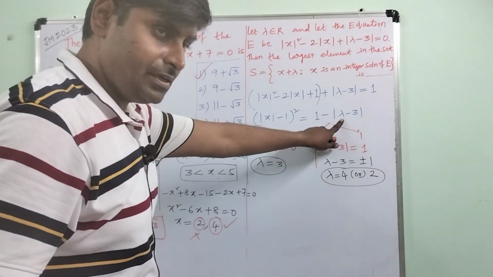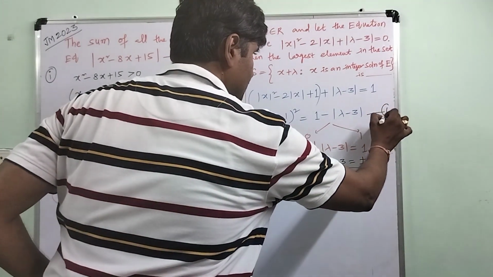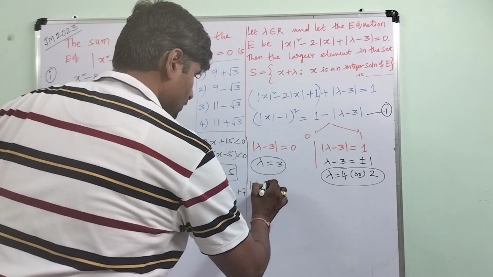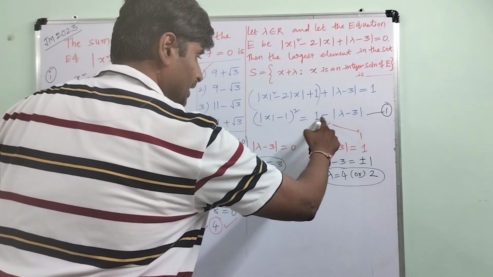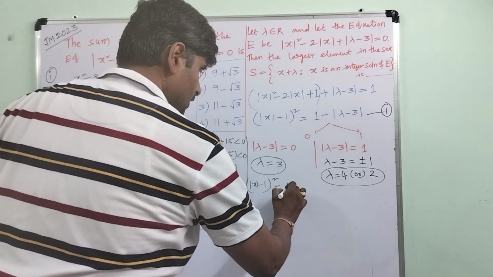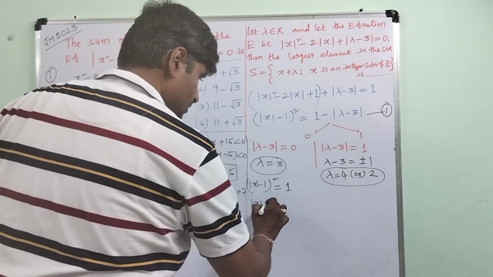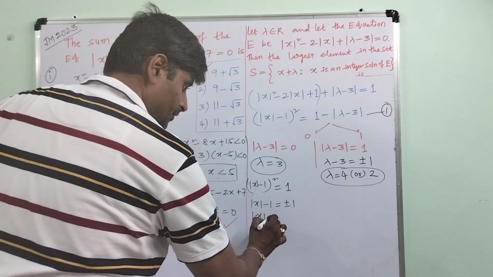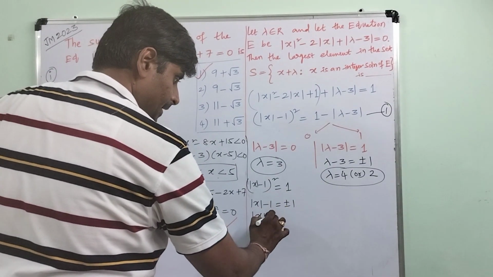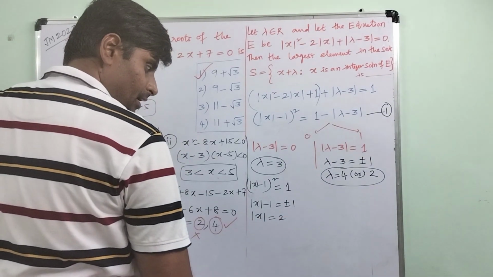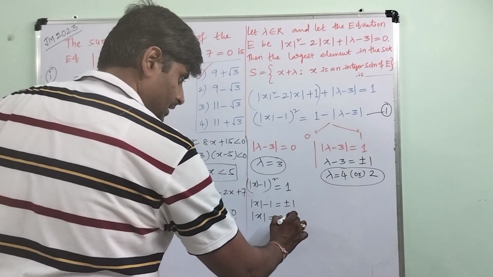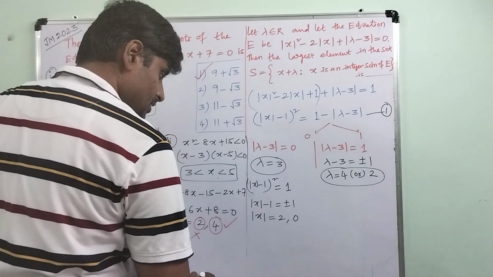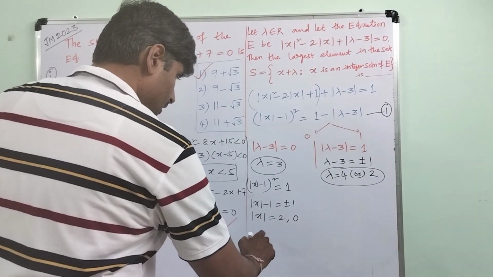If lambda is 3, substitute in equation 1: modulus of x minus 1 whole square is equal to 1 minus 0, which is 1. So modulus of x minus 1 is equal to root 1, that is plus or minus 1. So modulus of x equals 2, or if you take minus 1, minus 1 plus 1 gives 0. So modulus of x can be 2 or 0, and that means the x values can be written now.